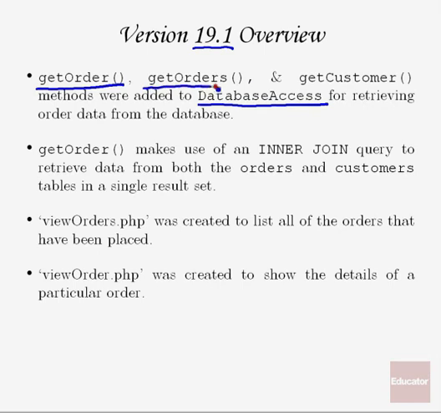We have a get orders function, which is going to allow us to pull an array of all of the orders in the database. And there's also a get customer function that we're going to be creating to use in these methods to pull information from the customer table. Our get order function, because it's pulling information from our orders table and our customers table, as we just saw, is going to make use of an inner join query, and that's going to allow it to retrieve information from both orders and customers in a single result set. So that's the key method that we've added here, get order. So let's take a look at that.